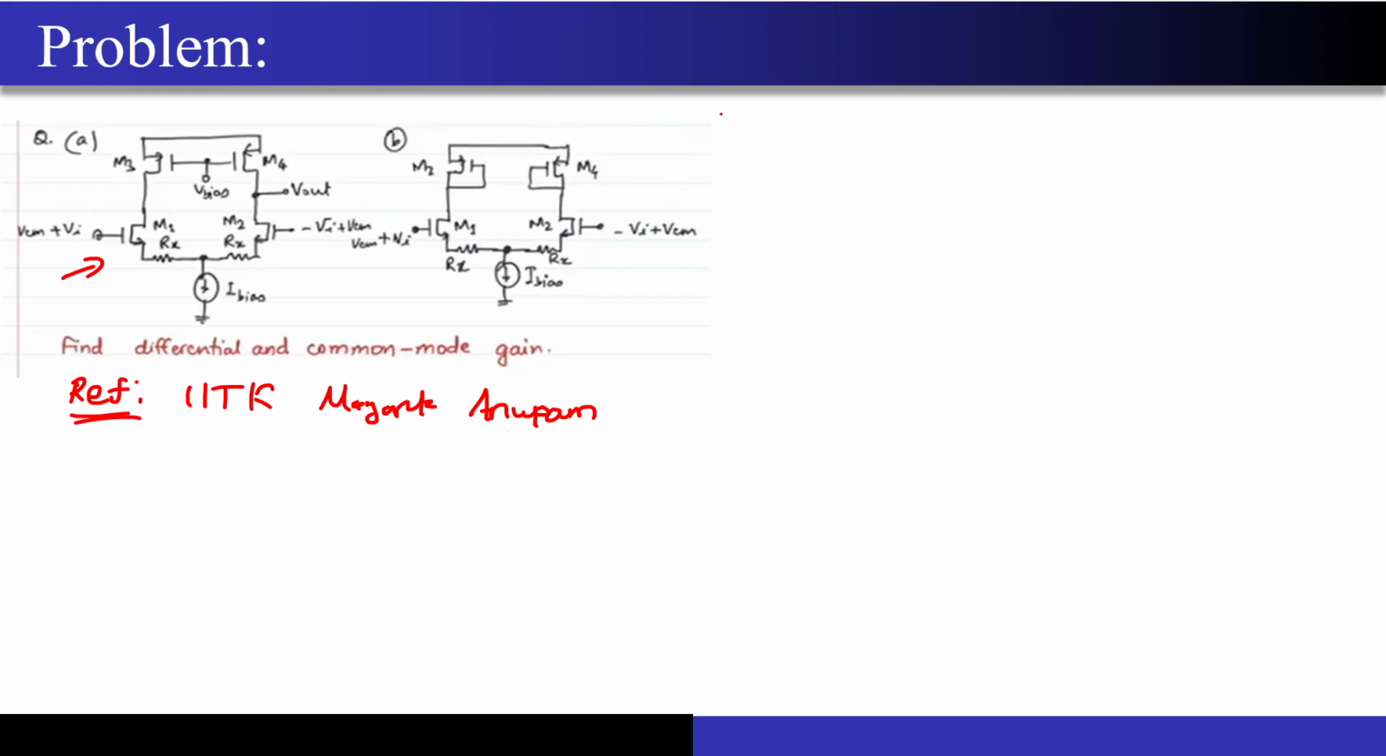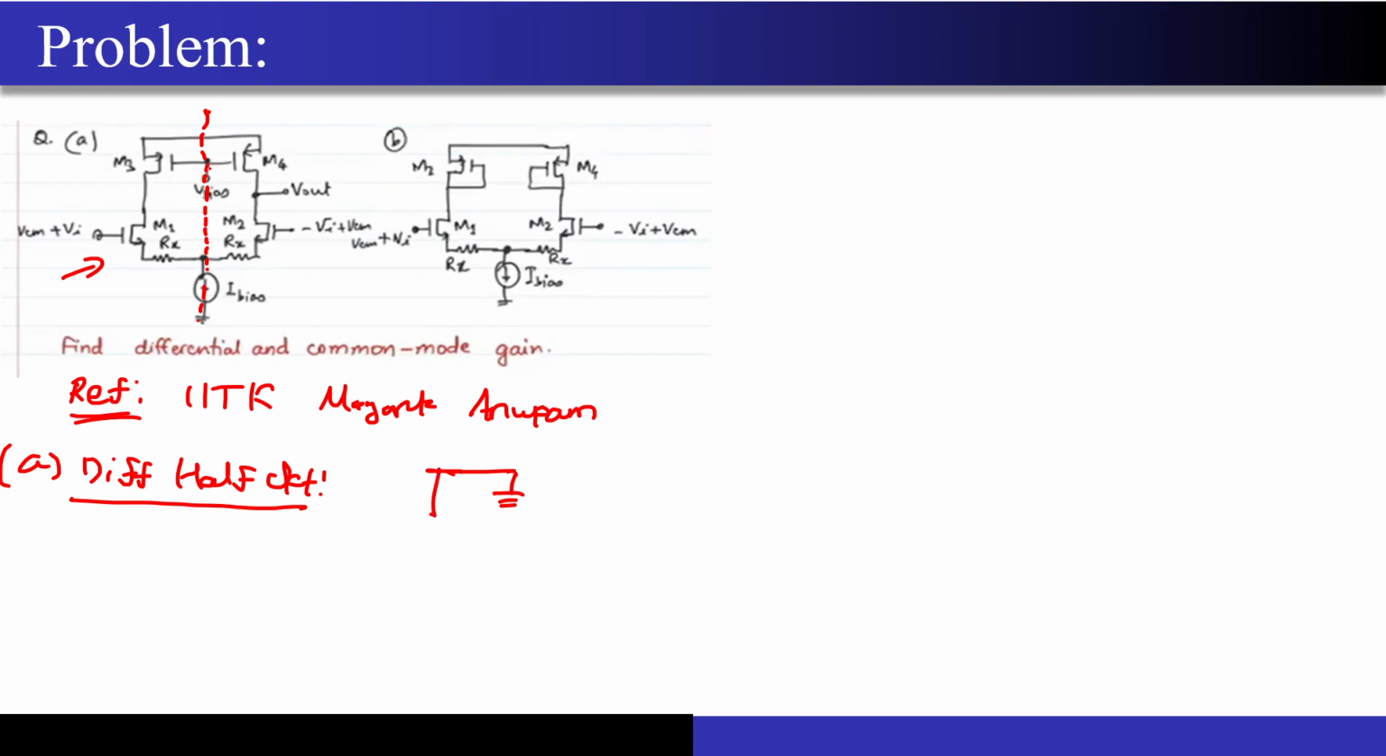First I have to solve problem number A. And now I have to first draw a line of symmetry. Correct? This is what I have drawn over here. Now first I have to draw the differential half circuit. Correct? So now let's try to draw the differential half circuit. If you look, this VDD will be grounded. Correct? Then what do I have?